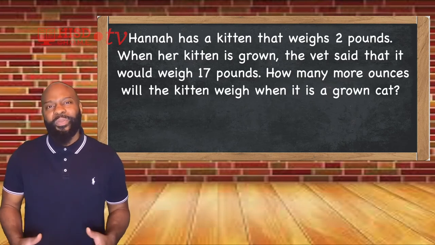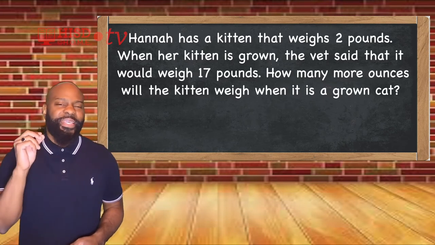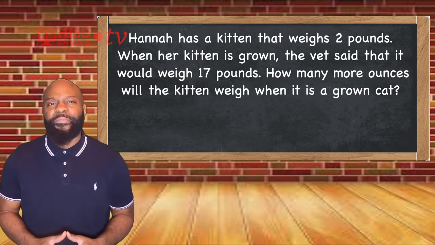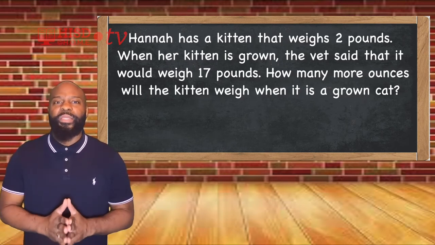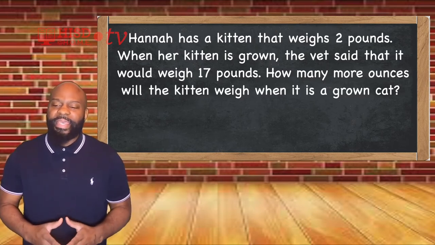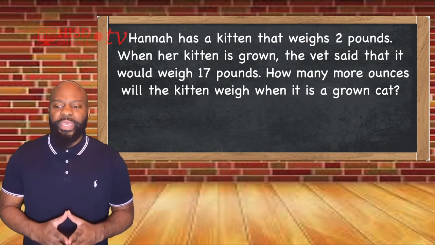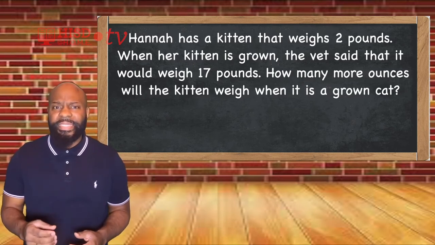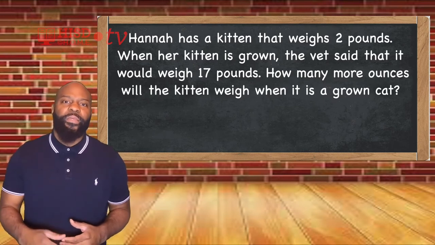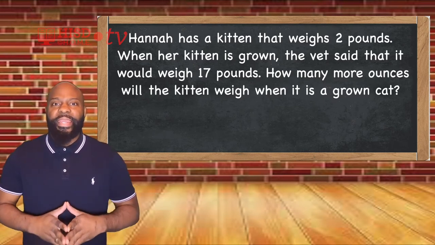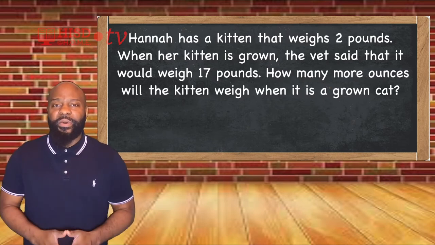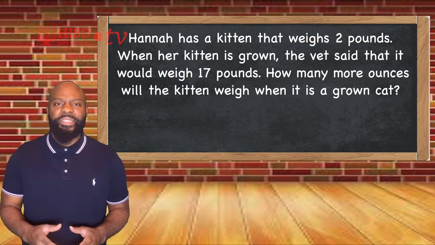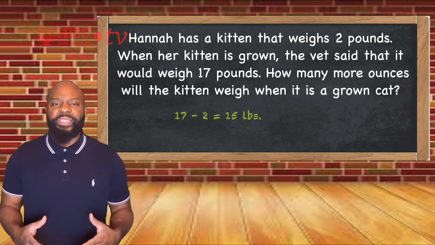So, there's a couple of ways you could approach this problem, but let's choose the easier way. So, we know that Hannah's kitten weighs 2 pounds, and the vet says when it's a grown cat, it's going to weigh a total of 17 pounds. And then it asks how many more ounces will the kitten weigh when it is a grown cat. So the first thing that we can do, since it says how many more, we're going to subtract the amount of pounds that it is when it's a grown cat minus the amount of pounds while it's currently a kitten, okay? So let's do so. We say 17 minus 2 will give us 15 pounds.